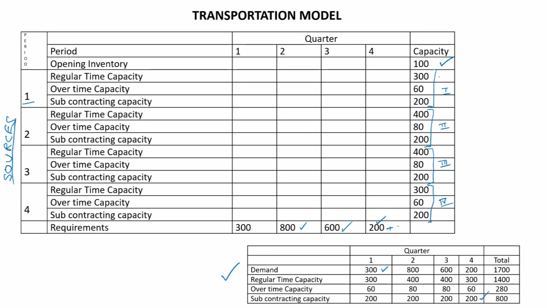Here I have to add 150 units, which is the closing inventory required at the end of 4 quarters. I hope you are clear how to fill these capacities and requirements in the transportation model. Now, the numbers in the body of the matrix we will see with the help of cost information: the regular time cost, the overtime cost, the subcontracting cost, and how to fill the cost of producing in quarter 1 through a particular capacity and meeting the demand in different quarters.